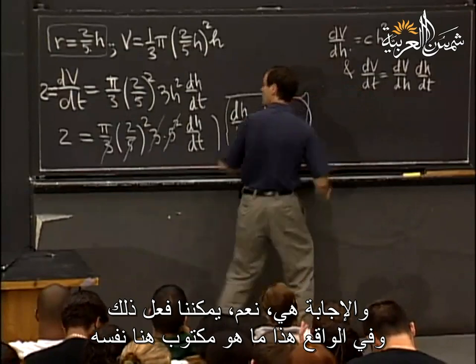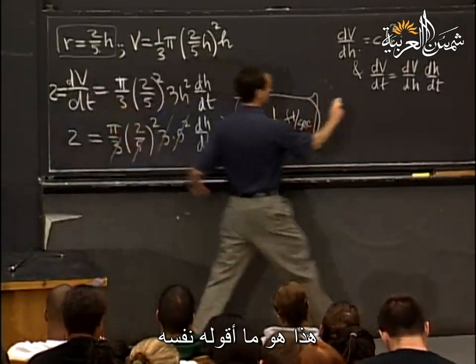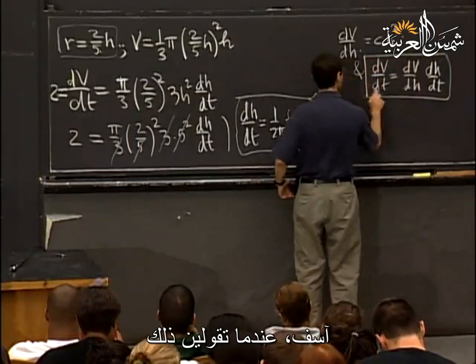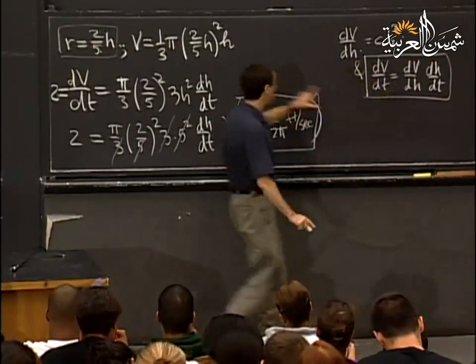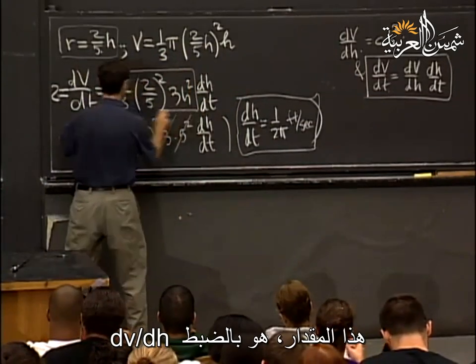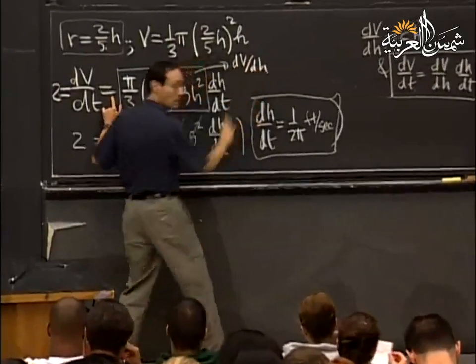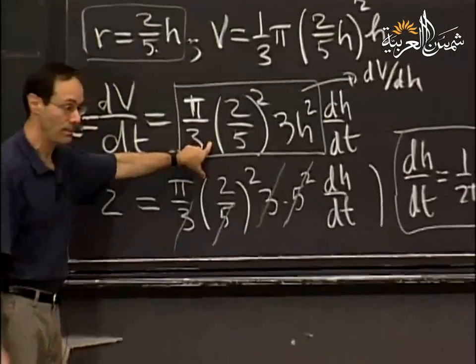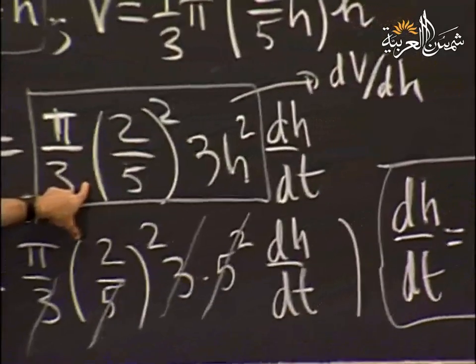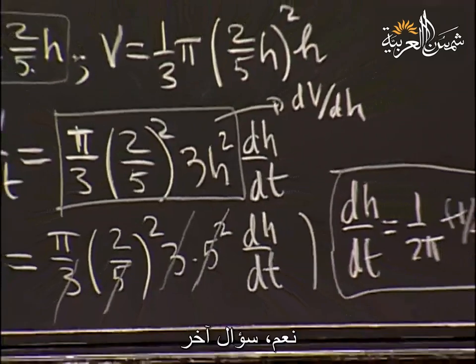And indeed, that is what my next sentence is. That's exactly what I'm saying. So when you said this, I did that. That's exactly what I did. This chunk is exactly dV dh. That's just what I'm doing. Okay? So definitely, that's what I had in mind. Yeah, another question?